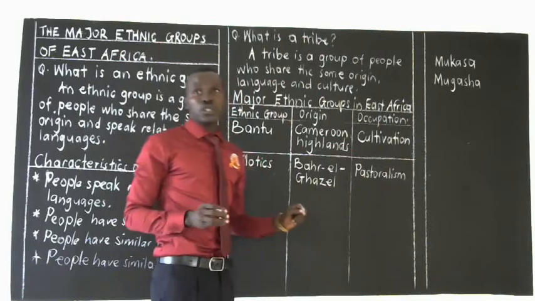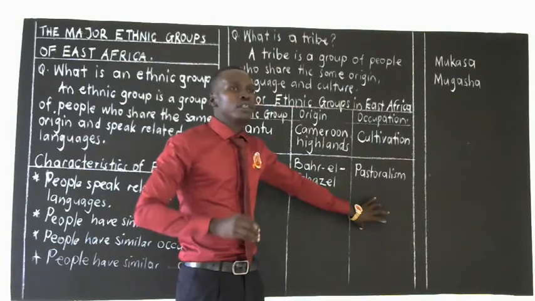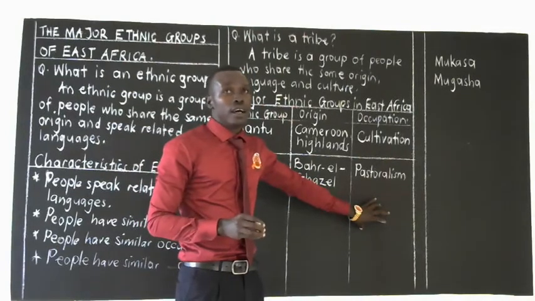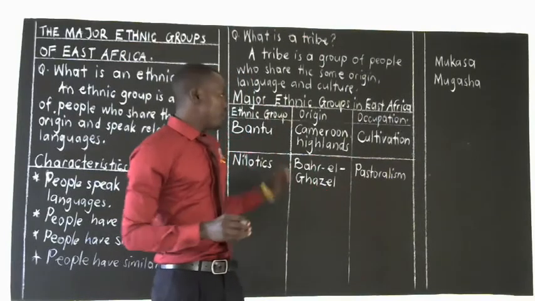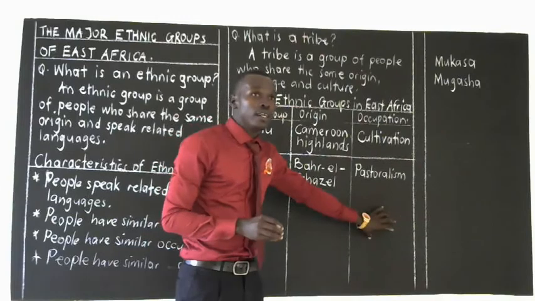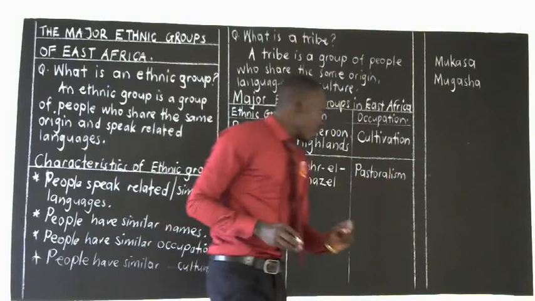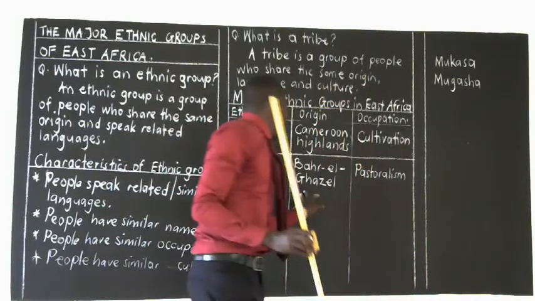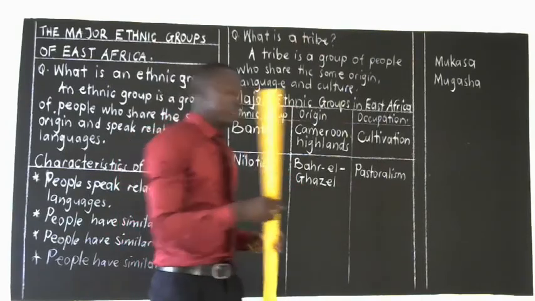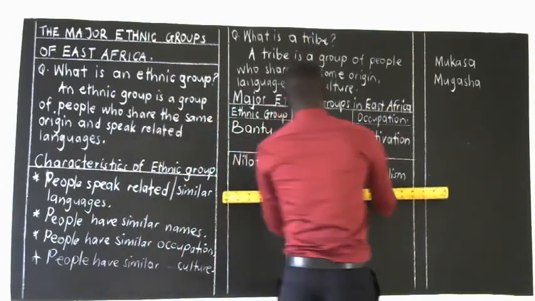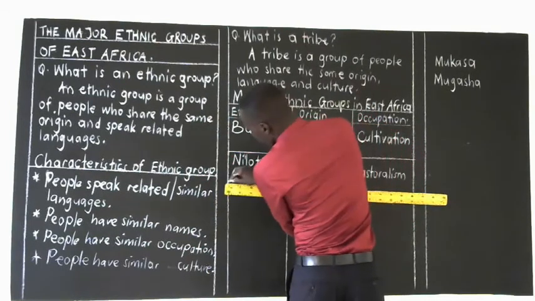How do you define pastoralism? Pastoralism is the practice of keeping animals on a large scale as an economic activity or as an occupation. That means all the Nilotics initially were pastoralists from their original land before they came to East Africa. You underline your work neatly.